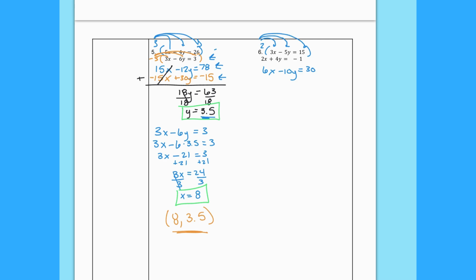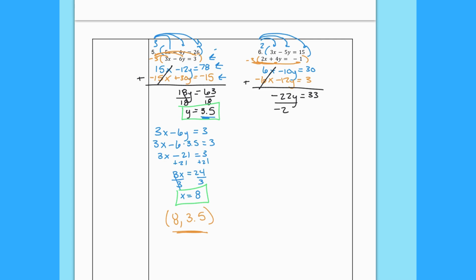And then, if we made that top one positive 6x, then we need this bottom one to be negative. So we're going to multiply by negative 3. Negative 3 times 2x, there's my negative 6x. Negative 3 times 4y is negative 12y. Negative 3 times negative 1 is positive 3. Then I can add my two equations together. Positive 6, negative 6 makes 0, or they're eliminated. Negative 10y plus negative 12y is negative 22y. And that is equal to positive 33.